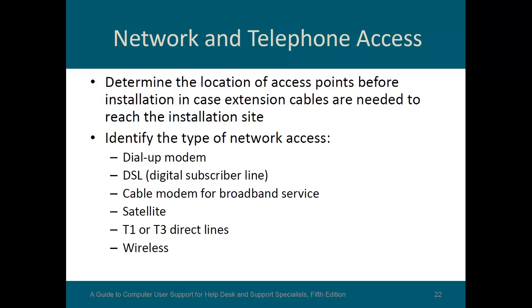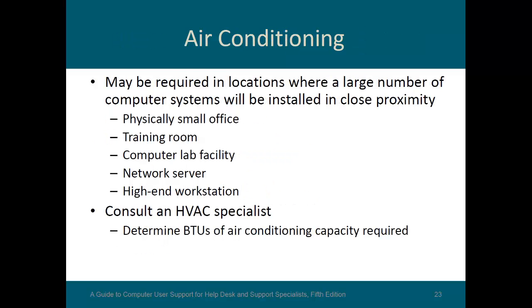Identify the type of network access. You have dial-up, which of course is much less in use nowadays. DSL, also lowered in use. Cable modem for broadband service tends to be growing. Satellite now has much faster speed and is a good type of ISP in a rural area. T1 or T3 direct lines are just a bunch of cables from phone lines that are all wrapped together. They tend to be a lot more expensive but very stable. And of course, wireless.